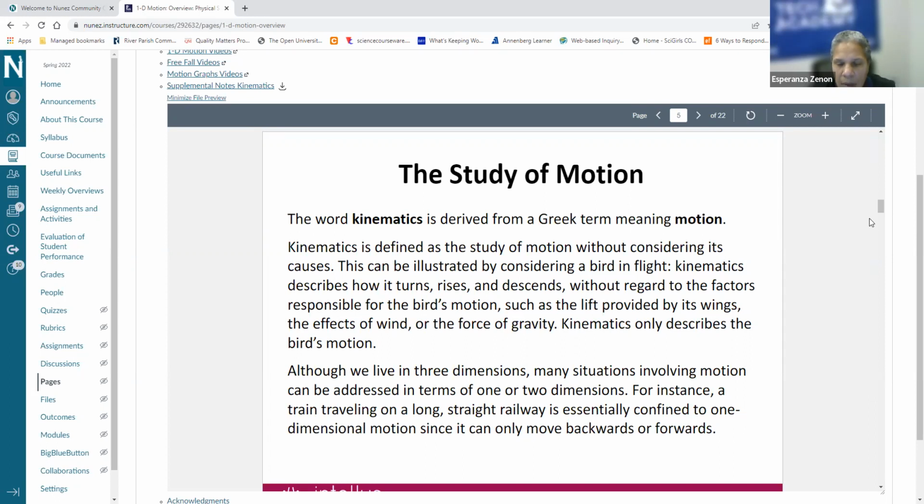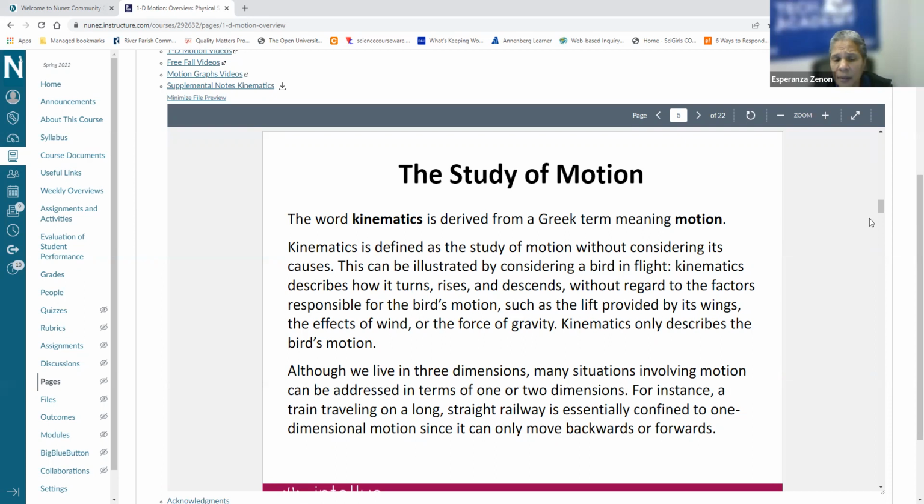Okay. And so they give the example of a bird in flight. If we were describing the motion of the bird that's in flight, we would be interested in looking at things like how it turns, rises, descends, without worrying about things like lift or the wind or gravity. In other words, don't worry about what's making it move. Just tell me about its motion. Okay. So kinematics, the study of motion without respect to cause.